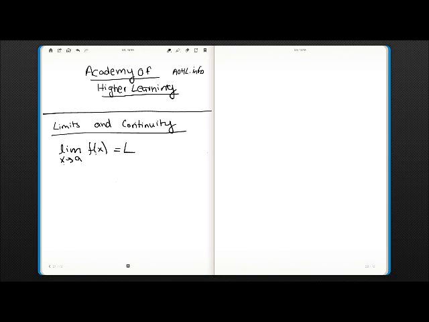So what does this mean? This basically means that as x comes closer to a, f of x comes closer to the value y equals L. If you look at it in a graph, I'll draw an example. Say we have a function, and we want to find the limit at this point a. As x comes closer and closer to a, the y value is getting closer and closer to L.